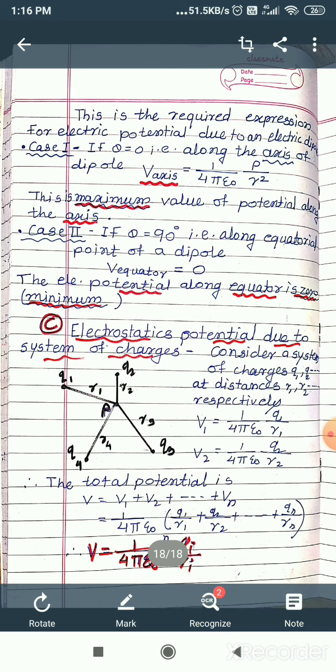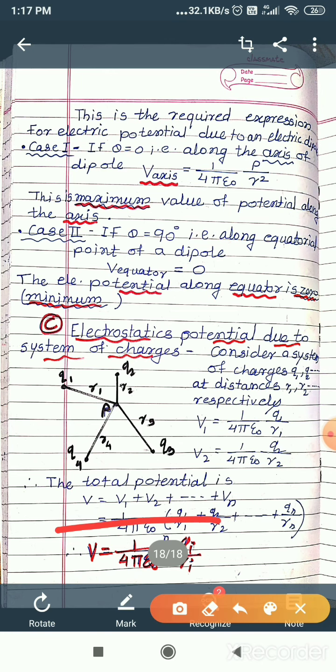And therefore, what will we get then? We get the common term 1 upon 4 pi epsilon 0 and the summation of charges divided by their distances, and this is the required expression: 1 upon 4 pi epsilon 0 summation of qi upon ri is the expression for electric potential due to a system of charges.